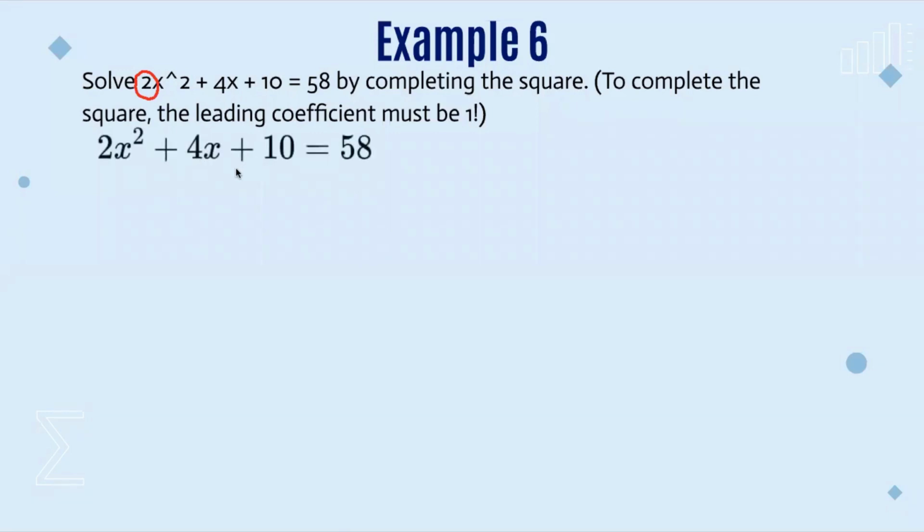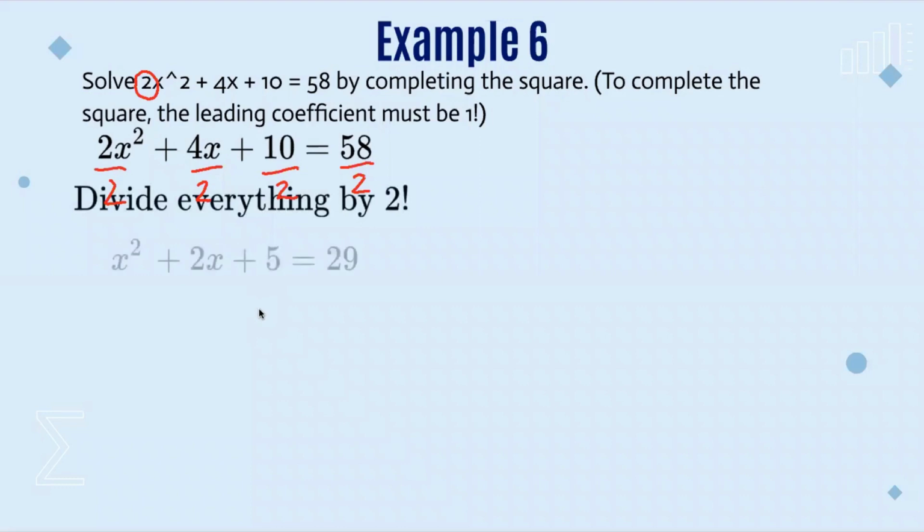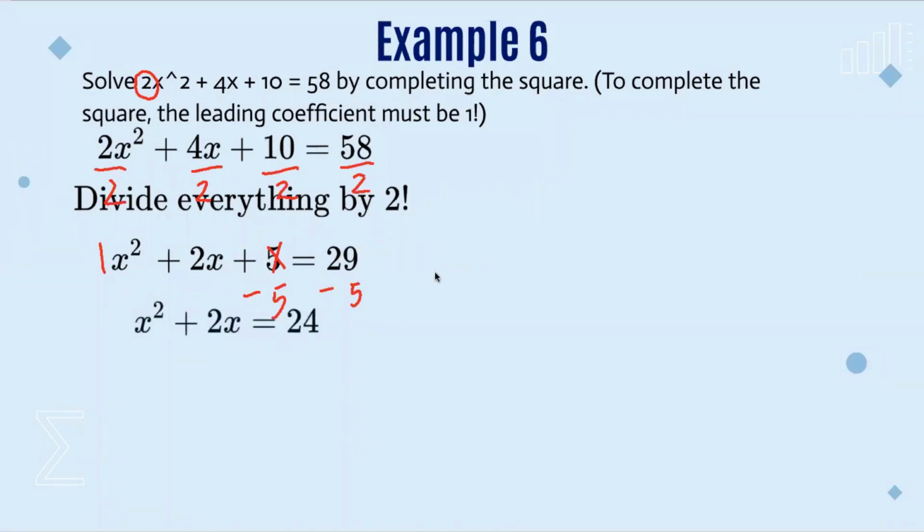So 2x squared plus 4x plus 10 equals 58. I'm going to divide 2x squared by 2. I'm also going to divide 4x by 2, 10 by 2, and 58 by 2. This would simplify to x squared plus 2x plus 5 equals 29. And now that we have a leading coefficient of 1, we can go ahead and carry on with the complete the square process. First, I want to get rid of my c value right here. So I'm going to subtract 5 from both sides. That would give me x squared plus 2x equals 24.